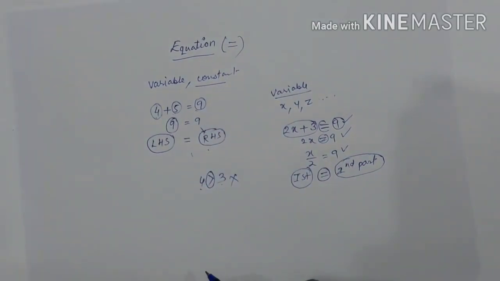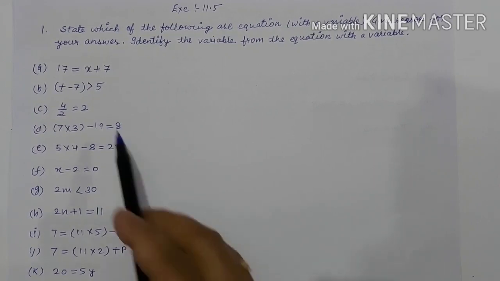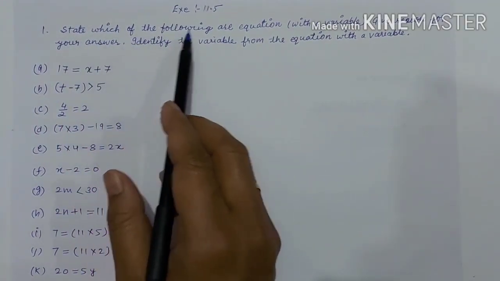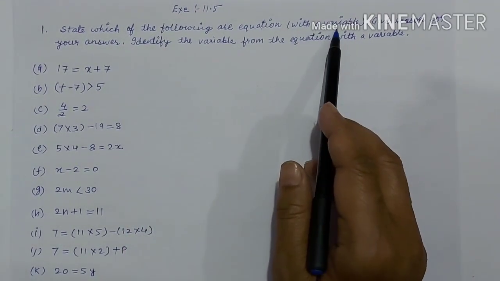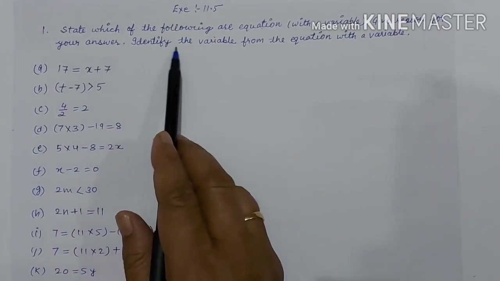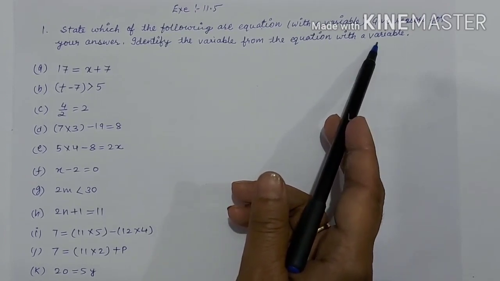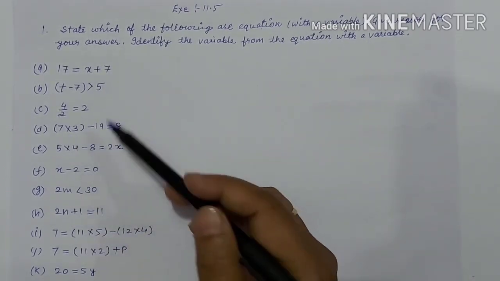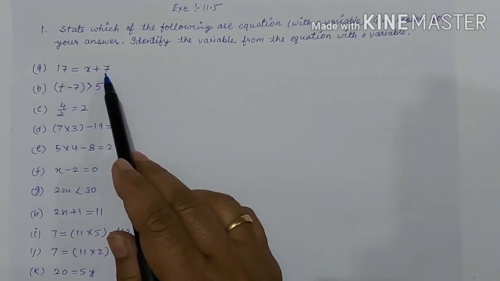Okay, now start the exercise. Exercise 11.5: state which of the following are equations. Some equations are given with a variable. Give a reason for your answer and identify the variable from the equation with a variable. That means you have to find which is an equation and which variable is used in each equation.